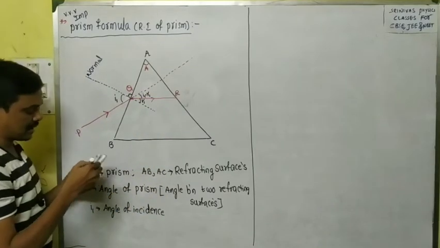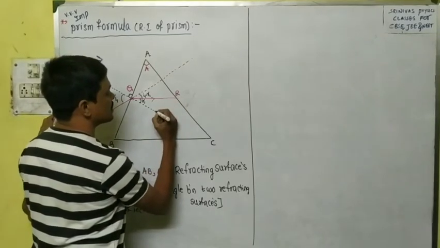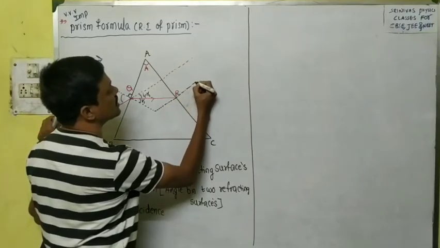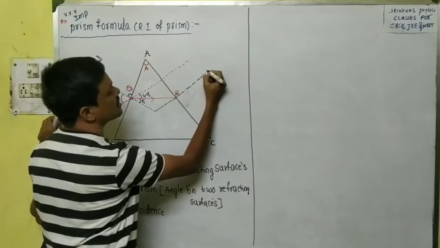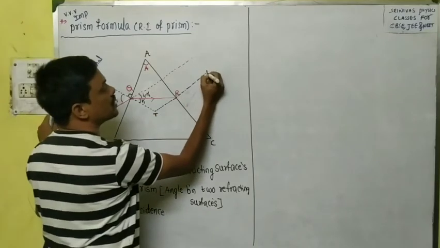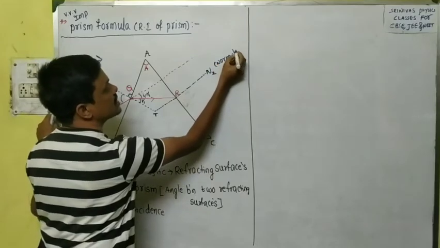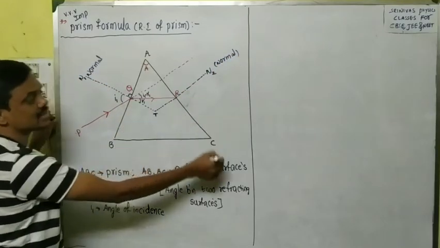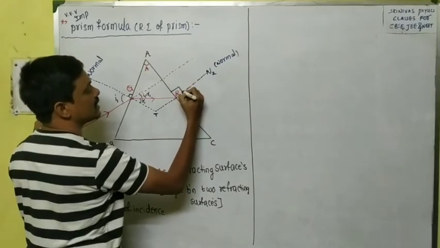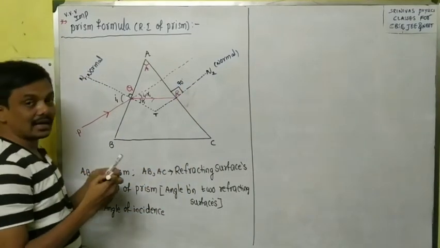Now we have to draw the normal at the second surface. This light ray is incident at the second surface, so we have to draw the normal there. Normal means what? It is a line perpendicular to the surface. This we can consider as N1T, and N2T, this is also a normal. N2T is the normal drawn to the AC surface. How much angle does it make? It makes 90 degrees with the surface. And now how will the light ray travel here?